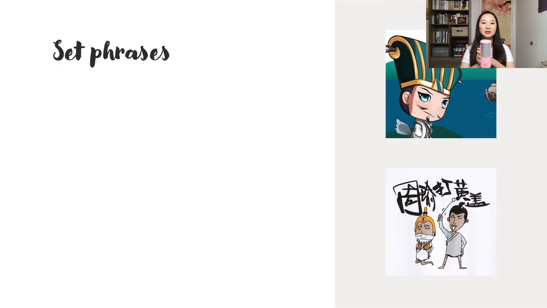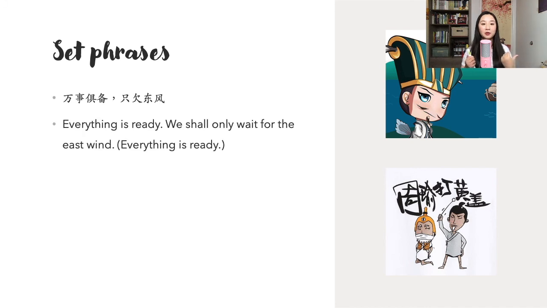Lastly, I want to introduce two set phrases coming from this specific battle. This famous battle left a bunch of very interesting phrases we still continue to use in modern Chinese. So the first one is 万事俱备，只欠东风, which means everything is ready, we shall only wait for the east wind. And now in Chinese, we use this set phrase to refer to something where everything is ready, we are totally ready, only waiting for the last step.